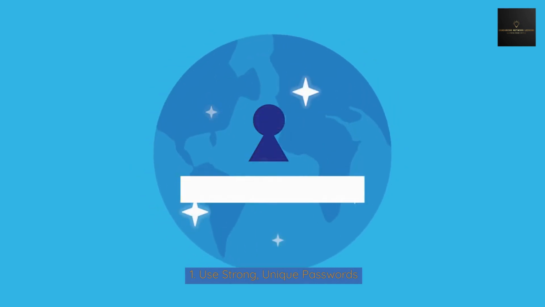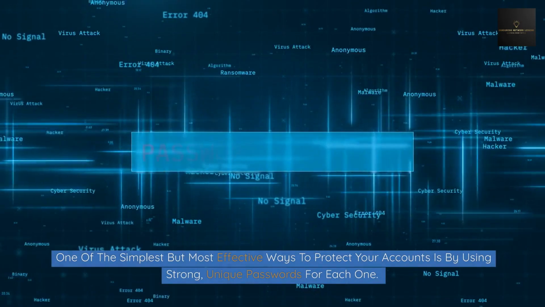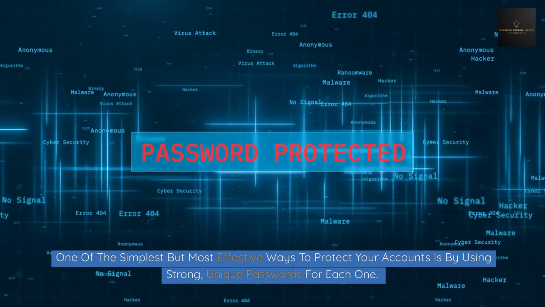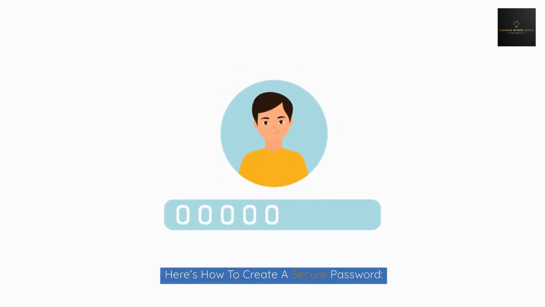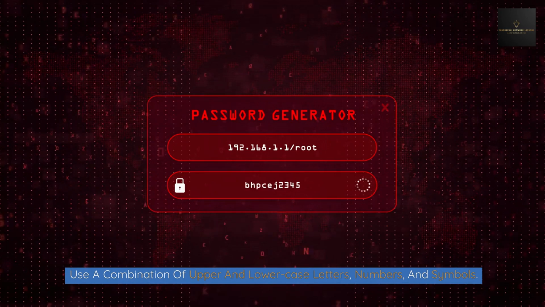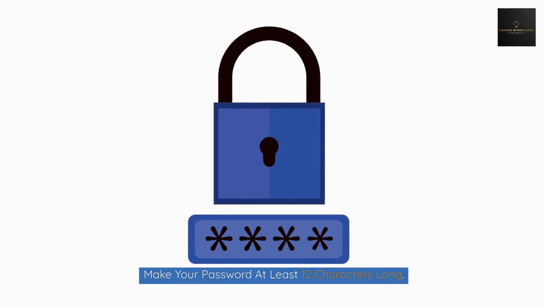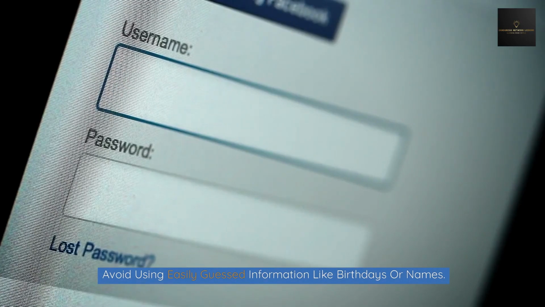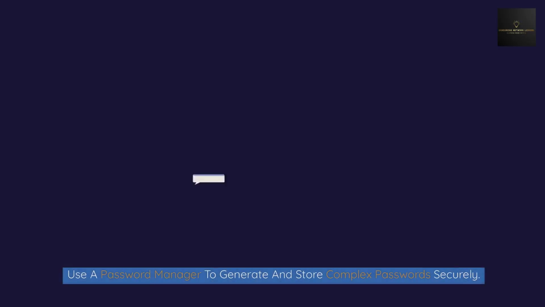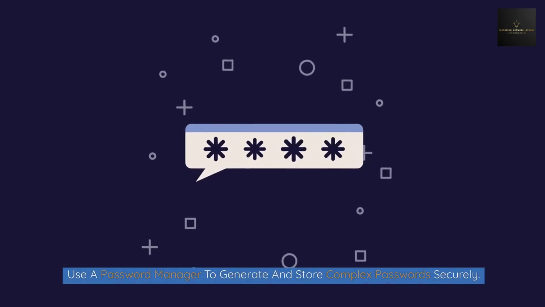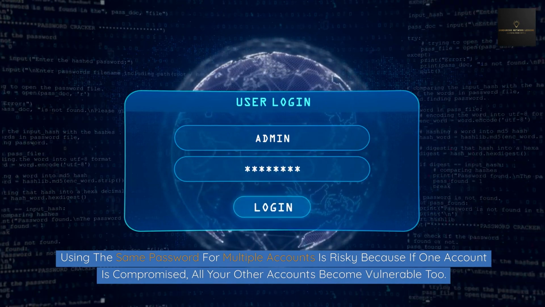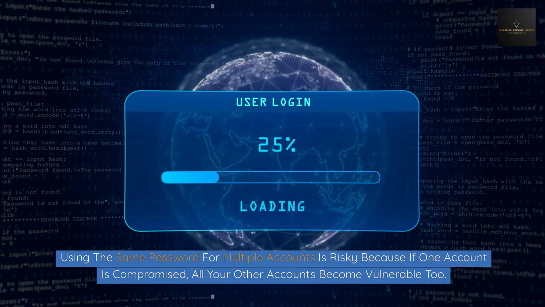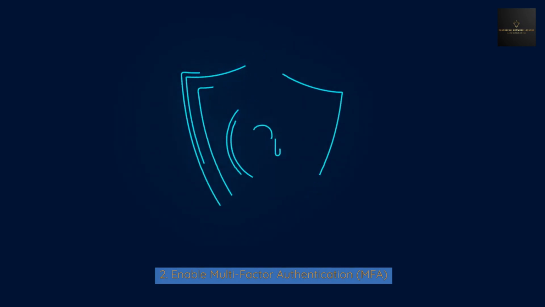1. Use strong, unique passwords. One of the simplest but most effective ways to protect your accounts is by using strong, unique passwords for each one. Here's how to create a secure password. Use a combination of upper and lowercase letters, numbers, and symbols. Make your password at least 12 characters long. Avoid using easily guessed information like birthdays or names. Use a password manager to generate and store complex passwords securely. Using the same password for multiple accounts is risky because if one account is compromised, all your other accounts become vulnerable too.